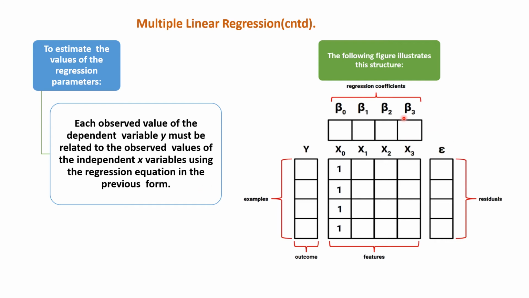Then beta 3 is the coefficient associated with x3. So x0, the coefficient is beta 0, x1 beta 1, x2 beta 2, x3 beta 3. Here, this squared portion, this matrix should represent the values of x0. I already said that x0 is always taking one value, so that there will be no change for beta 0. So in all the cases, in all the examples, x0 is having the value 1.